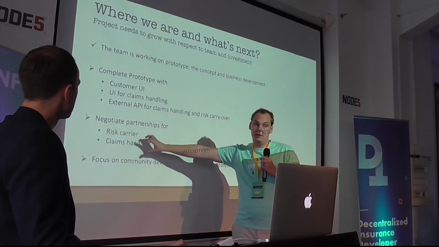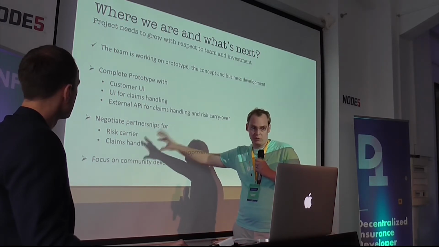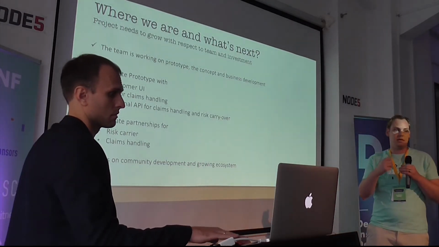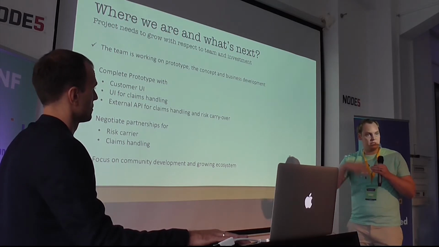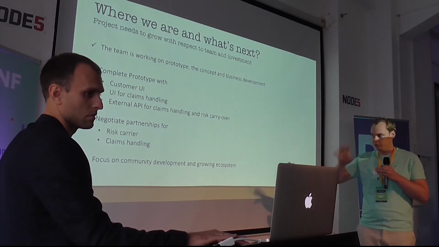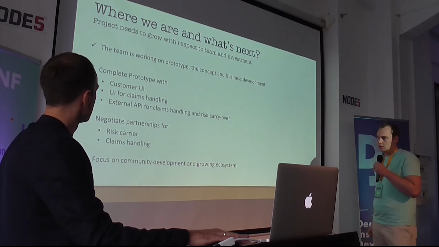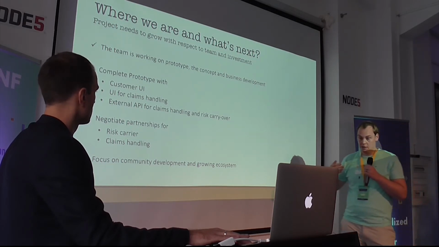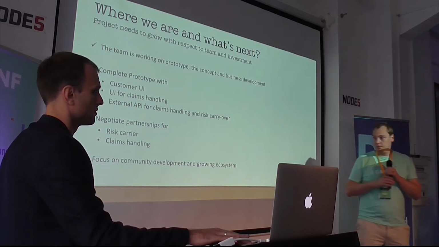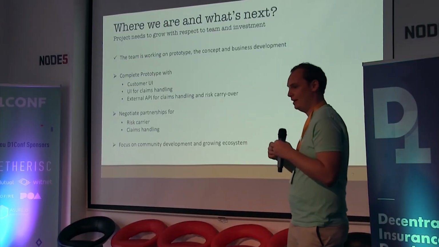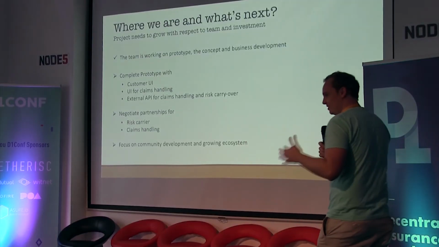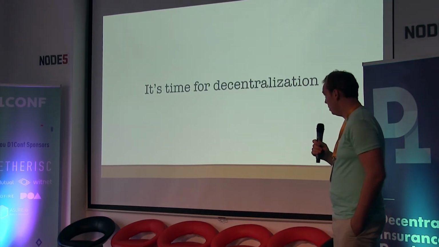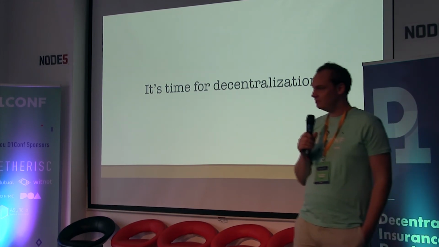We need a risk carrier that is also able to provide us with the first solution of the claims handling, so it's able to provide us people that can judge claims, because we cannot decentralize that at the moment. We want to do that in the future, but we cannot do that right now. Then the main focus is community building and growing the ecosystem, and we will discuss how we can do that together and how this all fits together. So that's a short summary. It's time for decentralization.